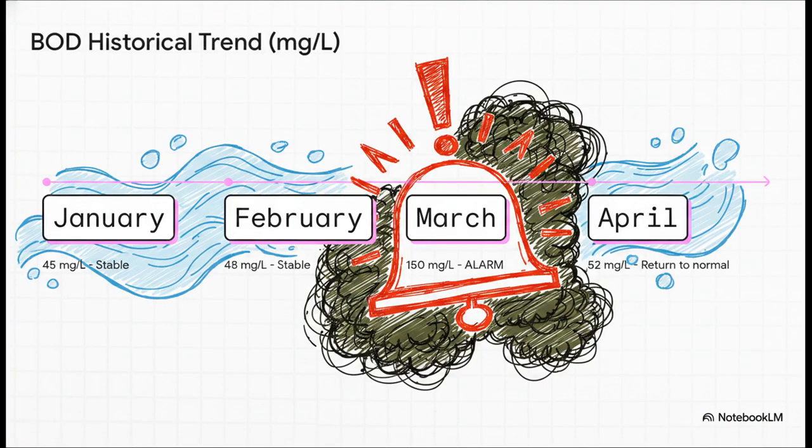So let's say your BOD is usually stable, right around, say, 45 or 50 milligrams per liter. We see that in January, February, and again in April. But then, bam! In March, it skyrockets to 150. See? That March result isn't just a number anymore. It's an alarm bell screaming that something unusual happened that month, and you need to figure out what it was fast.